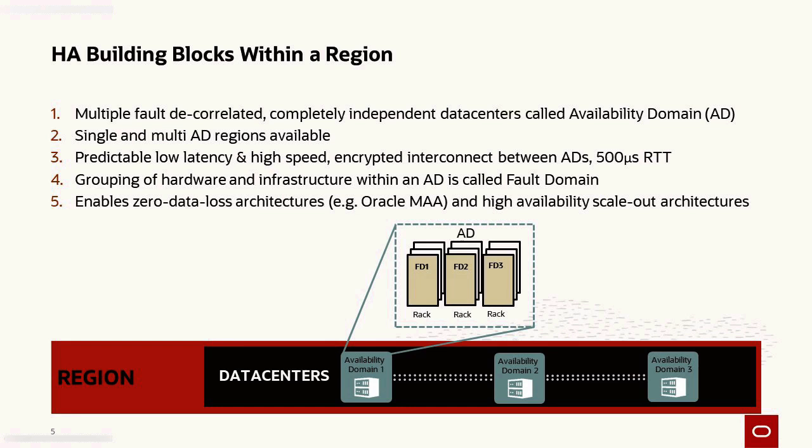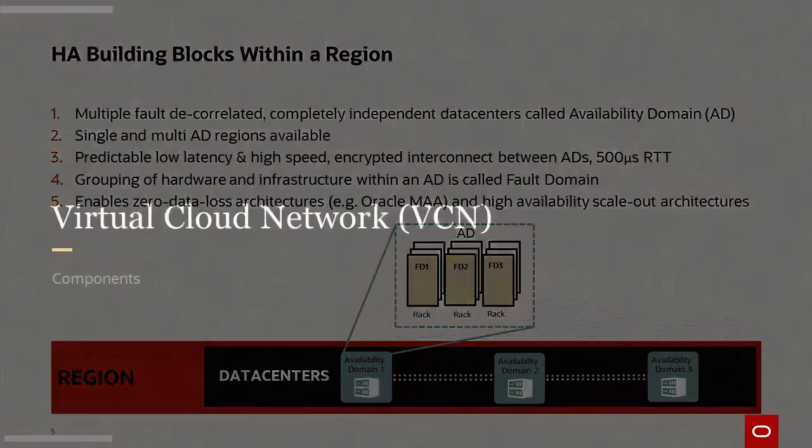Within each availability domain, data center racks are grouped into what's called fault domains. This provides additional levels of high availability by grouping hardware, infrastructure, and power into segmented units. By placing OCI resources, such as virtual machines, in separate availability domains or fault domains, you can build zero data loss architectures within OCI. Now we will discuss the virtual networking constructs, starting with the virtual cloud network.